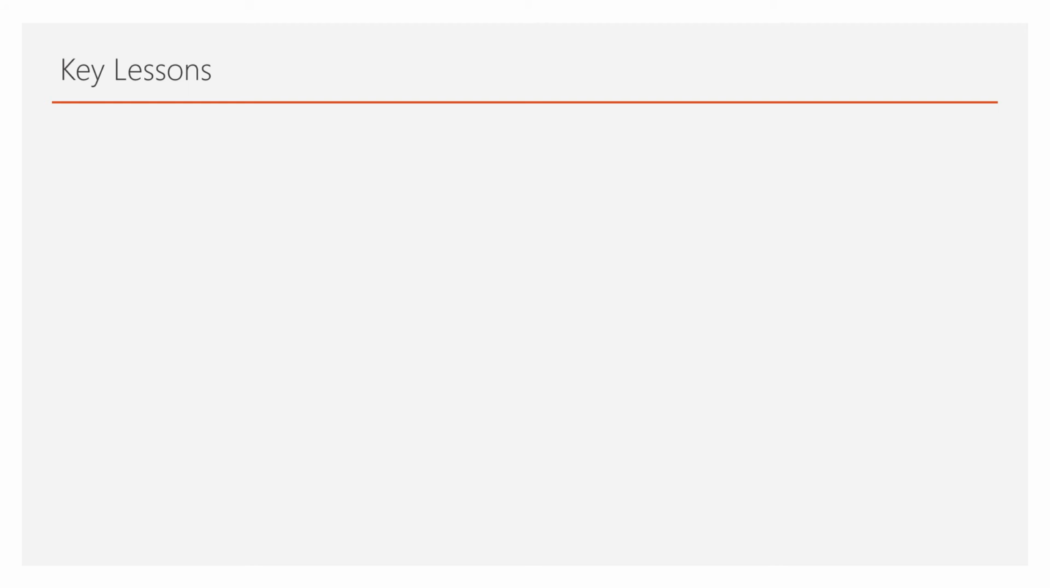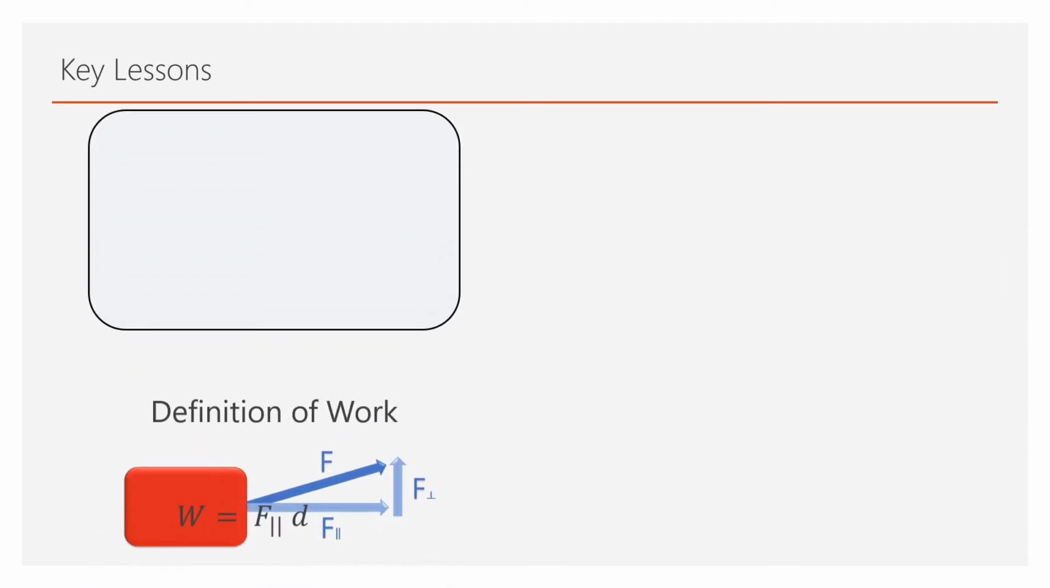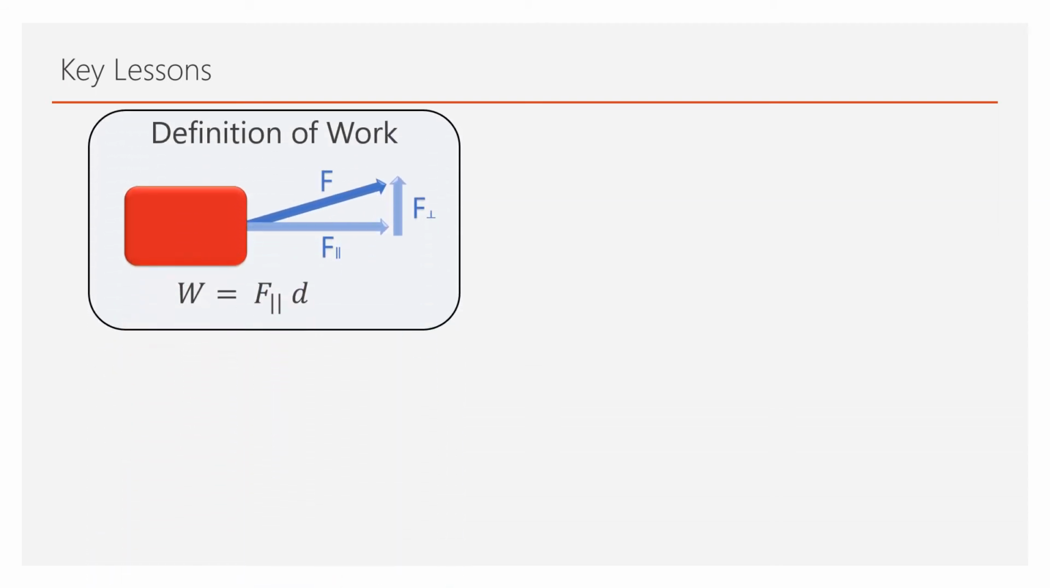That concludes today's lesson on work and energy. Let's review the 4 key lessons that we learned. First is the definition of work. When a force displaces an object, that force does work. The work is calculated by finding the amount of force that is parallel to the displacement and then multiplying it by the amount of displacement.